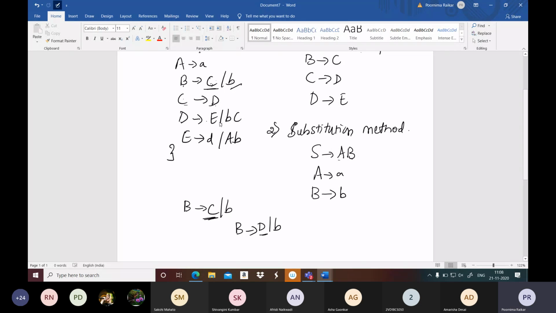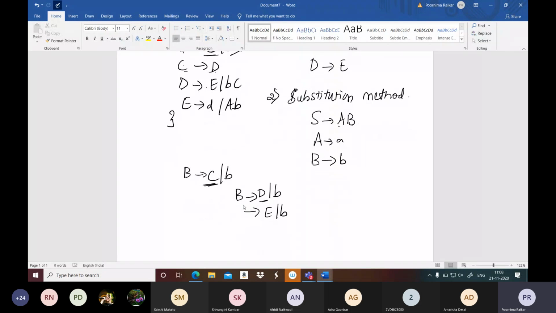Again D can be substituted with E. But all three are unit productions only. So go on substituting with the corresponding rule until you get all the things which will not have a unit production. For C you can substitute D. For D you can substitute E. E has what? E to BC. So B is already there initially, but for D you can substitute it with E.